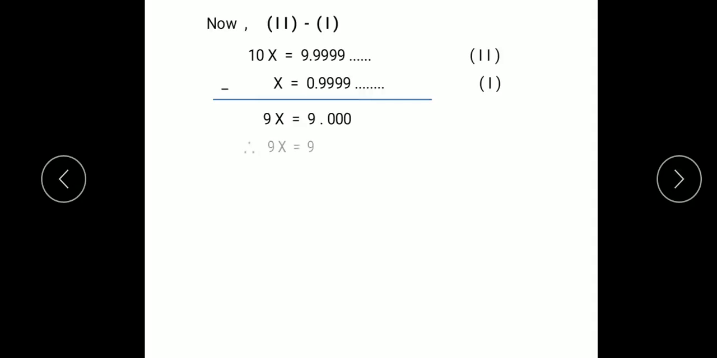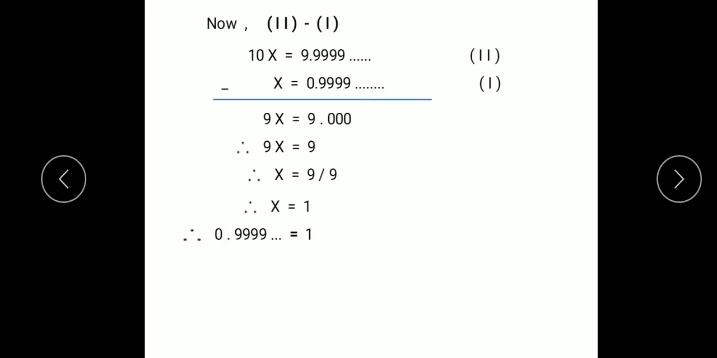Therefore, 9x is equal to 9. If we want to find the value of x, we will shift 9 on the other side. Therefore, x is equal to 9 upon 9, which is further equal to simply an integer 1. We have obtained the value of x equal to 1. That means that 0.999, a recurring decimal, non-terminating recurring decimal, is equal to an integer 1. Aren't you surprised that a non-terminating recurring decimal is equal to an integer?